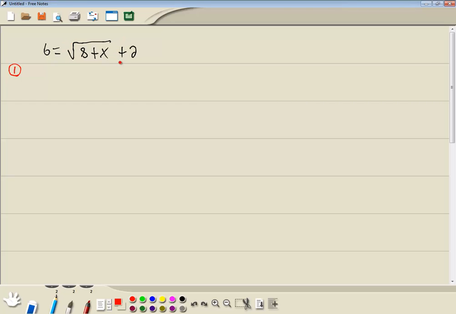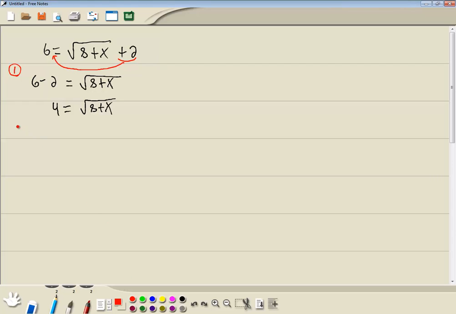So right here we got a plus 2. So I'm going to take that plus 2 and move it over to the other side. You always do the opposite operation. We're adding 2 there, so we subtract 2 from both sides basically. So we got 6 minus 2 is equal to the square root of 8 plus x. And 6 minus 2 gives us 4 equals the square root of 8 plus x.